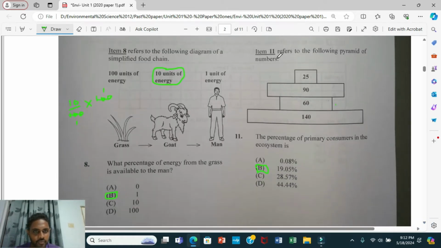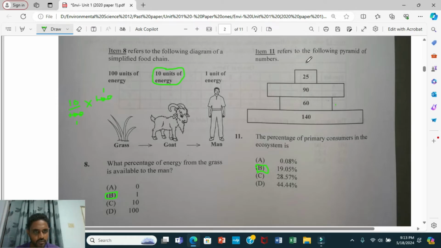All right, number 11 refers to the following pyramid of numbers. Of course, you know that here the plants are the primary producer. Then you have primary consumer, secondary consumer, and then tertiary consumer. So 11 here says the percentage of primary consumer in the ecosystem is, of course, that would be 19.05%.